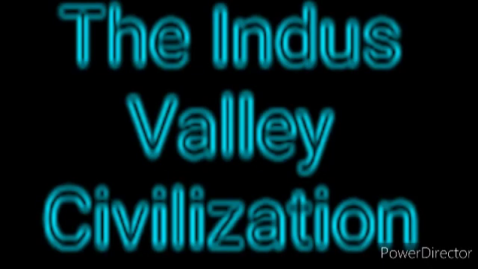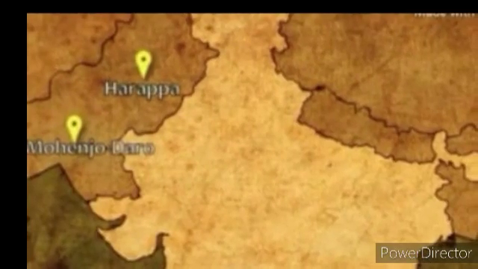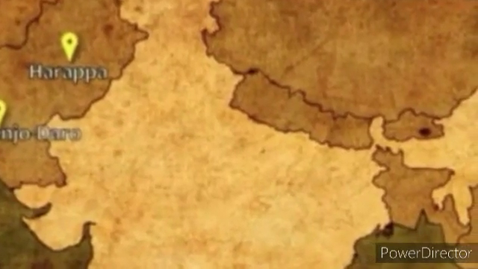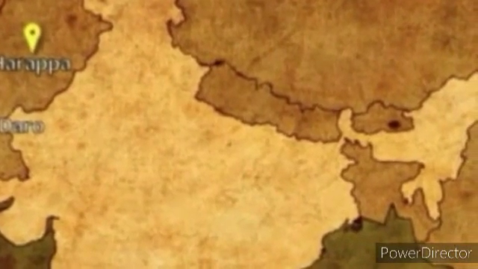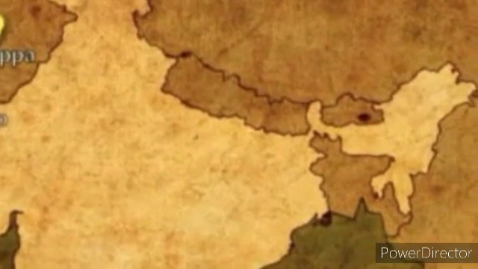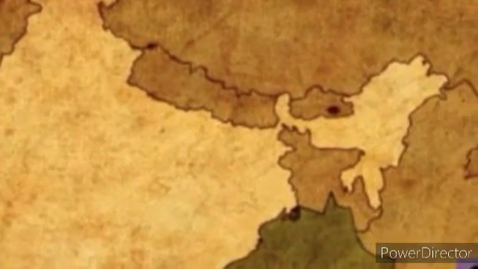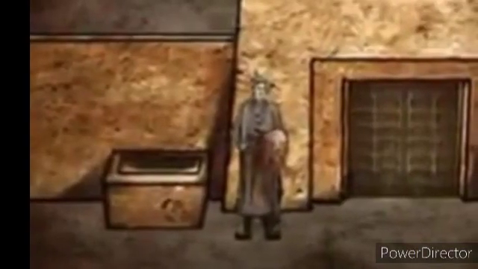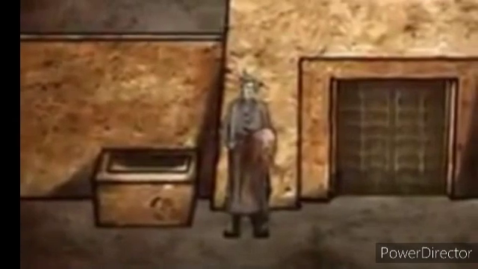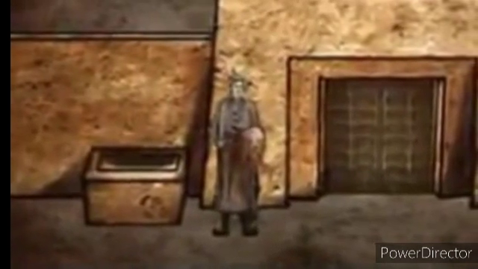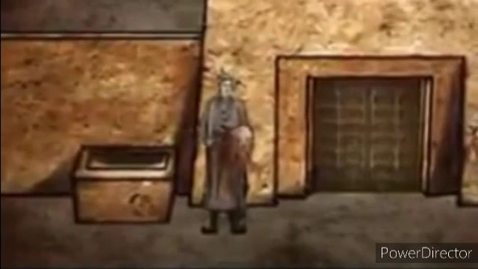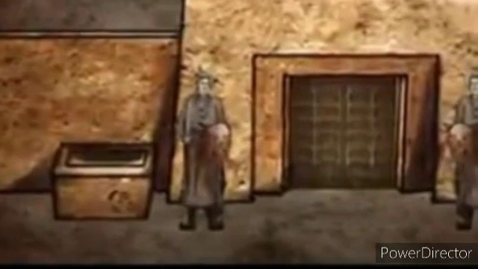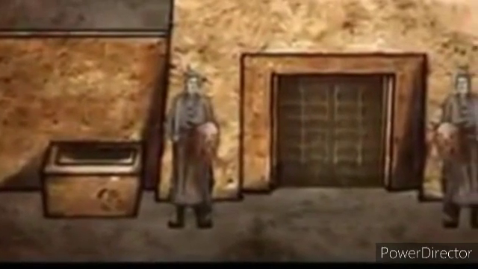Now about the Indus Valley civilization. The first two sites to be excavated in the Indus Valley civilization are Harappa and Mohenjo-daro. Both now lie in present-day Pakistan. Since Harappa was one of the first sites to be excavated, the Indus Valley civilization is also known as the Harappan civilization. There are more than 1,000 sites that belong to the Indus Valley civilization.